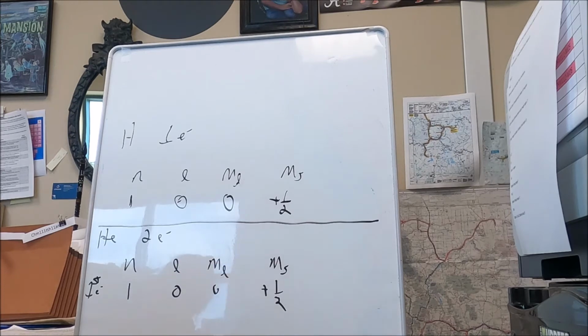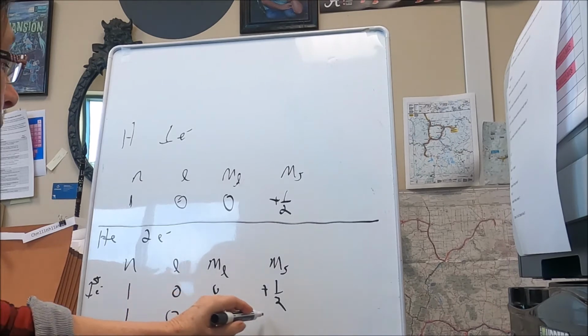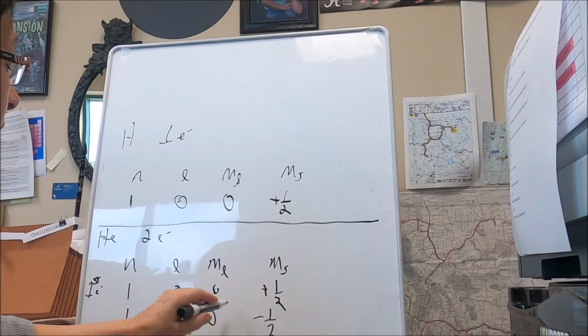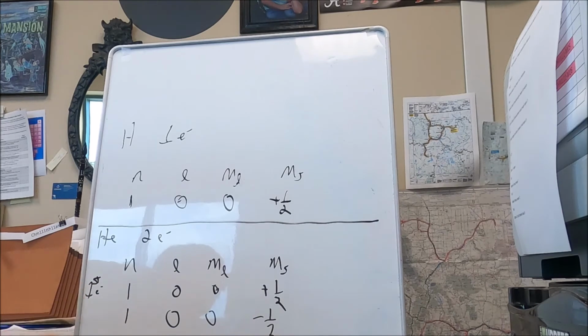But helium has 2. Now the first shell has 1 orbital, and each orbital can hold 2 electrons. So the second electron is going to be 1, 0, 0, minus a half. Those 2 electrons are both in the first shell in the s subshell, but they have different spins.